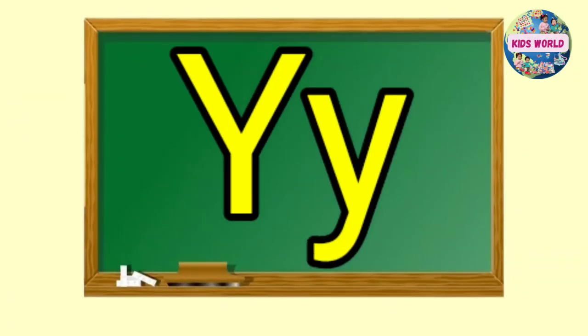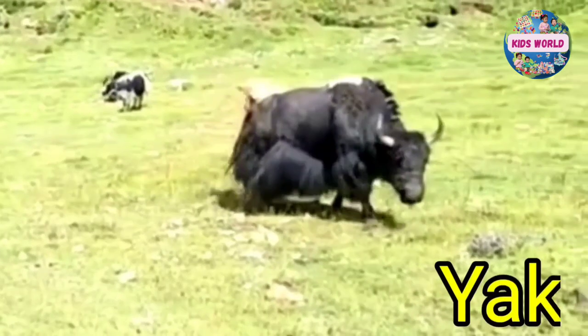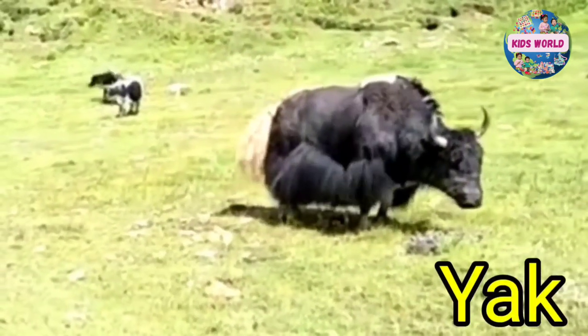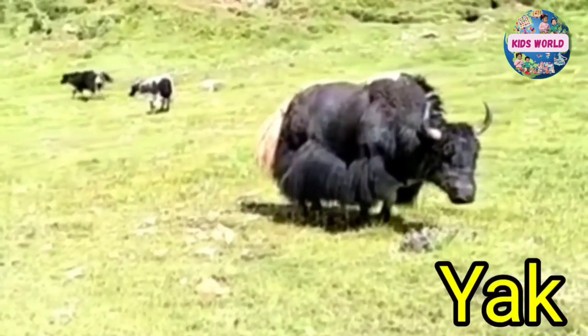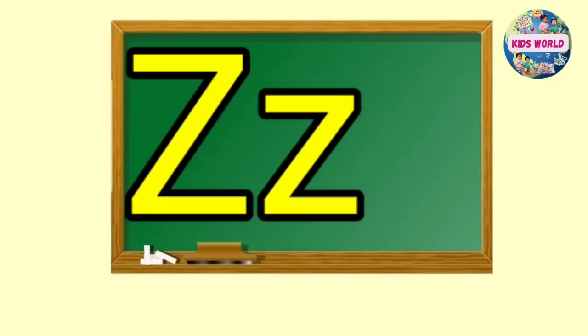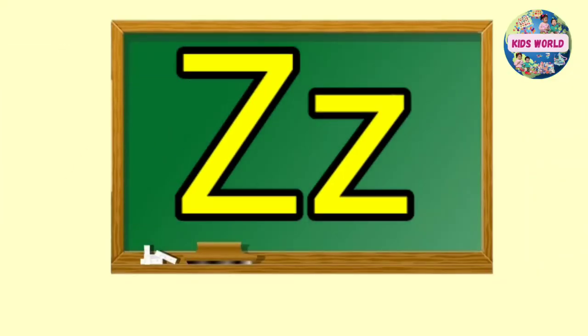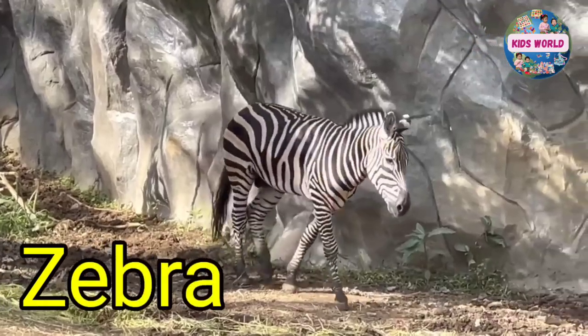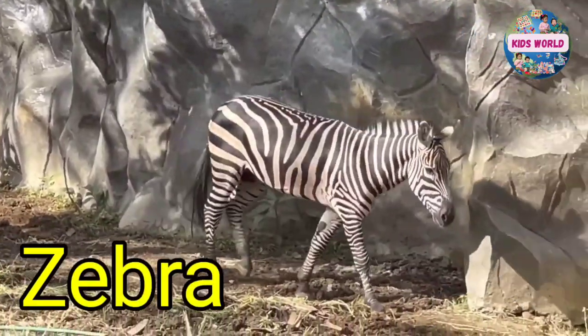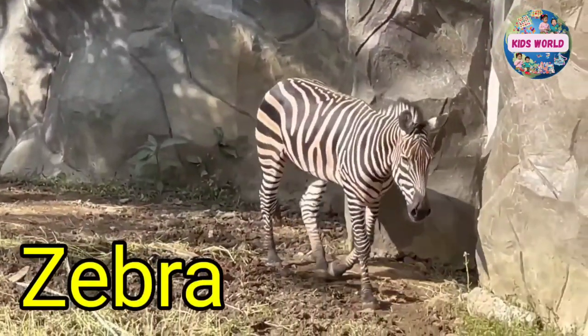Y. Y is for yak. Yak. Z. Z is for zebra. Z, zebra.